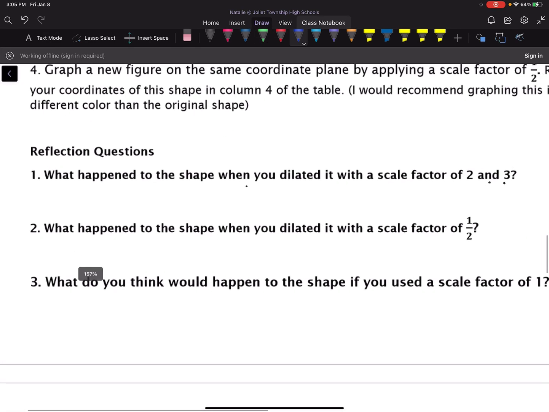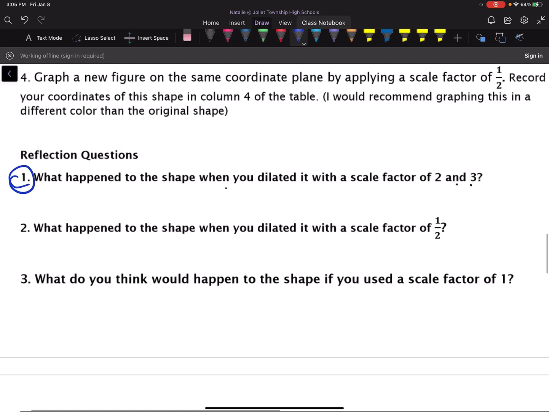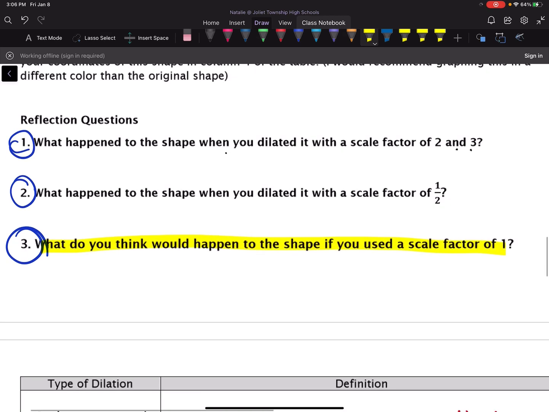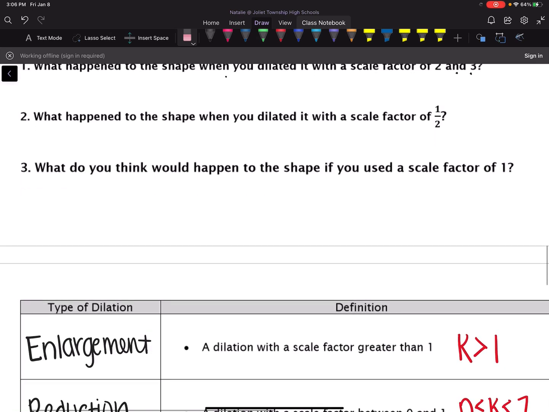The reflection questions ask you what happens to the shape after each dilation that we completed. There's also an extension question that asks, what do you think would happen when we have a scale factor of 1? Again, I'm going to ask that you fill those out on your own, just so you can form some general thoughts on what happens when we multiply those ordered pairs by each of those scale factors.